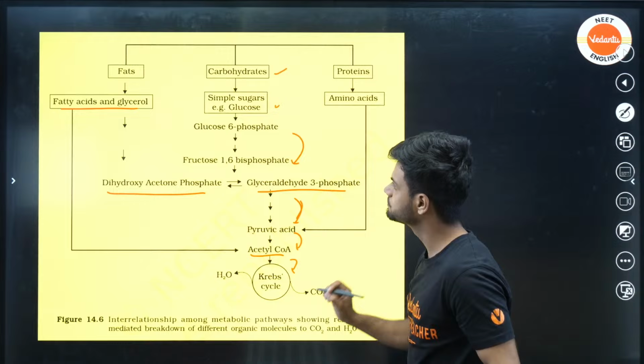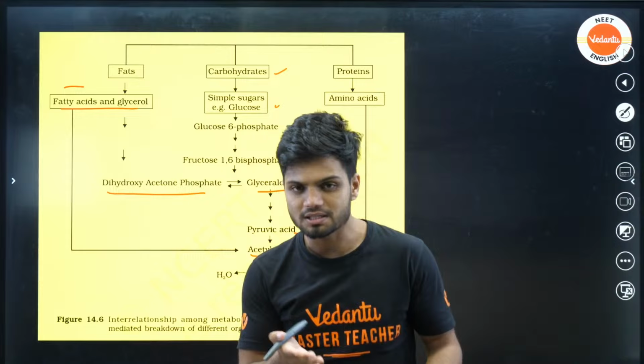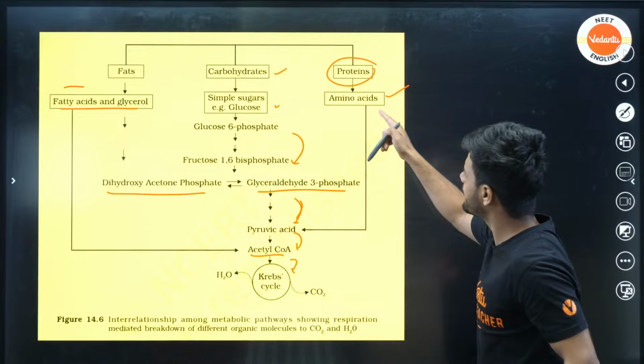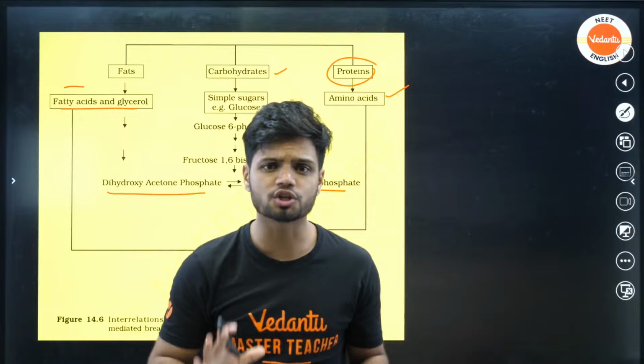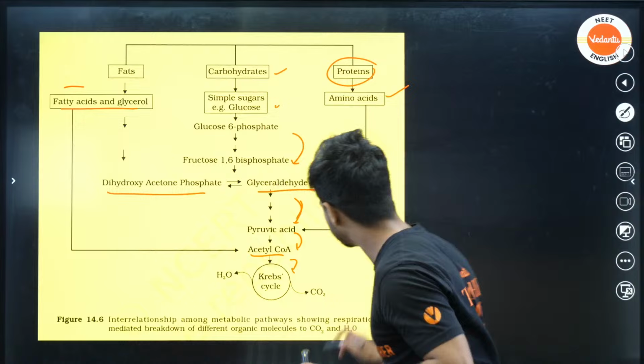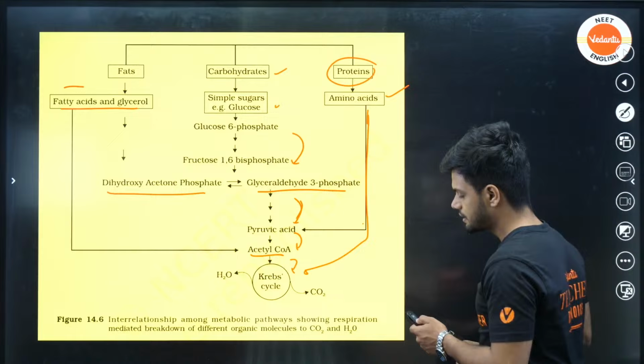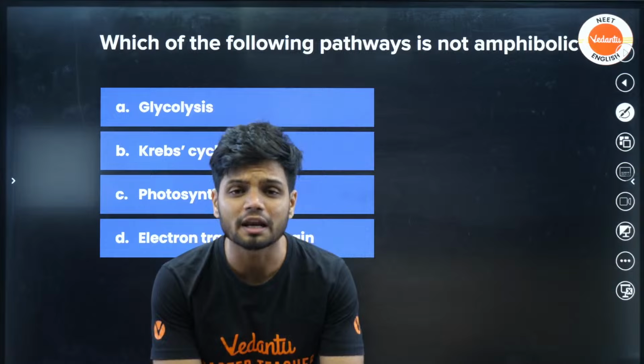Similarly, your fatty acids can get converted to acetyl-CoA. Acetyl-CoA can enter your Krebs cycle. Similarly, the proteins can make amino acids. Amino acids such as glutamic acid, aspartic acid, after deamination, can directly become OAA or alpha-ketoglutarate, and they can directly enter your Krebs cycle. That is called your alternate pathway, also called your amphibolic pathway.